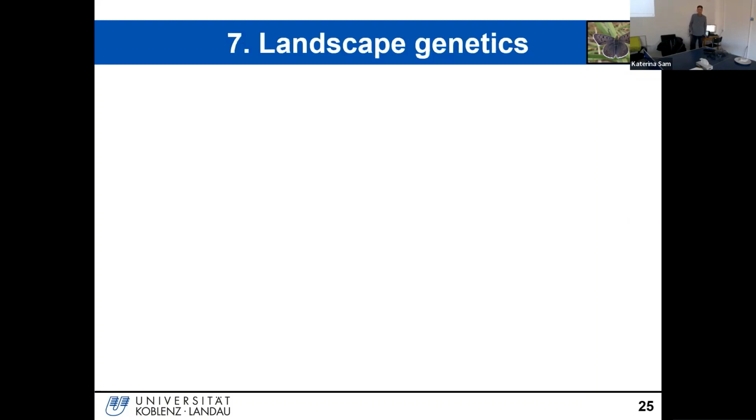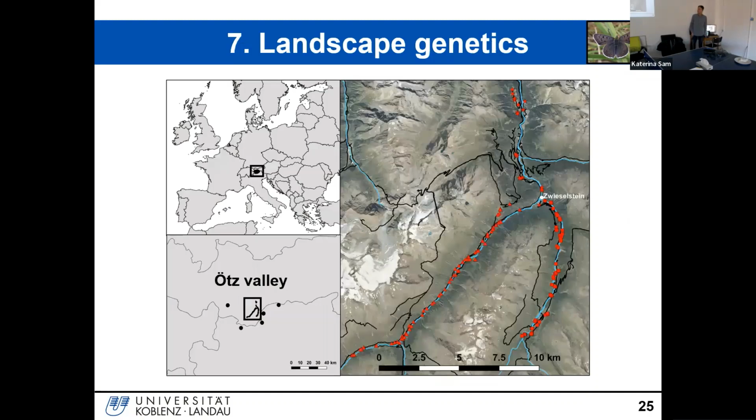All right, let's go now to the larger scale. Let's go to landscape genetics. And this is, I mean, I do love copper butterflies. I hope you understand. And I do love the Alps. I do love mountains. So we went to Austria, to the Ötz Valley, fantastic. And here you see our sampling scheme.